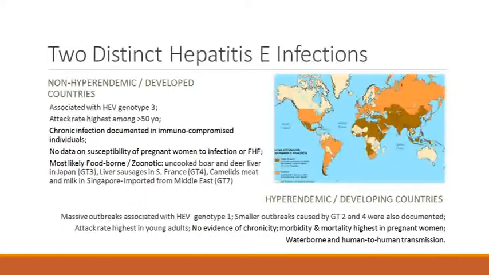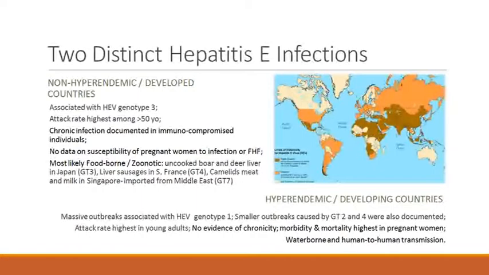Most likely the disease is a foodborne zoonotic disease, because there were reports of genotype 3, genotype 4 and genotype 7 infection after consumption of undercooked boar and deer liver in Japan, liver sausages in the south of France, and camelid meat and milk in an individual from Singapore who lived in the Middle East and extensively consumed these products.